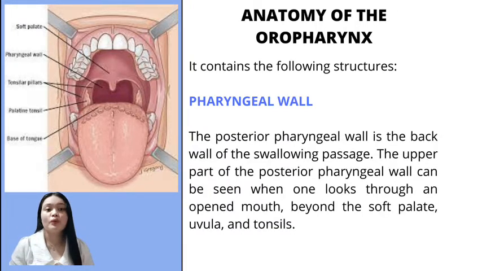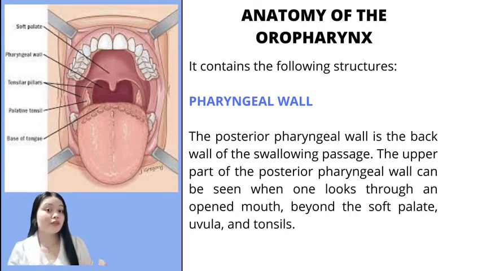Next is the pharyngeal wall. The posterior pharyngeal wall is the back wall of the swallowing passage. The upper part of the posterior pharyngeal wall can be seen when one looks through an open mouth beyond the soft palate, uvula, and the tonsils. There is a layer of mucosa, then muscle, and then the bodies of the cervical vertebrae.